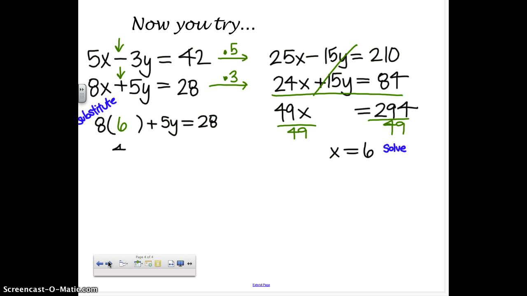8 times 6 is 48. Subtract 48 from both sides. Divide both sides by 5. And y equals -4.